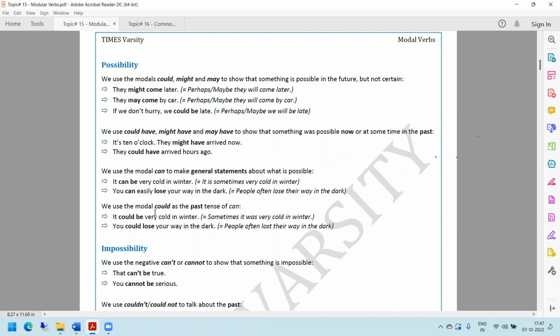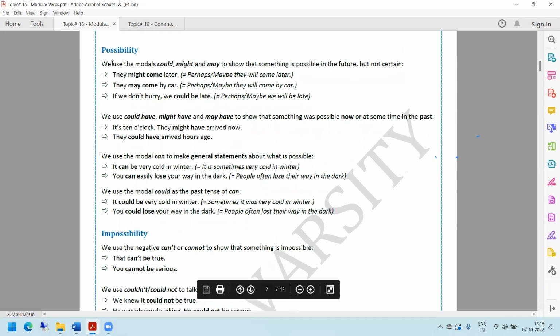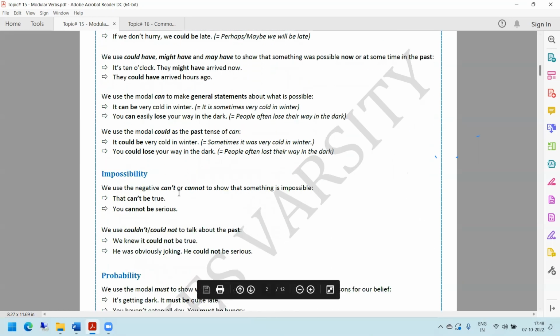So we use the modal could as the past tense of can. It could be very cold in winter. Sometimes it was very cold in winter. So you could lose your way in the dark. All right. To express possibility, could, might, and may, these modal verbs are used. To express impossibility, we use the negative can't or cannot.